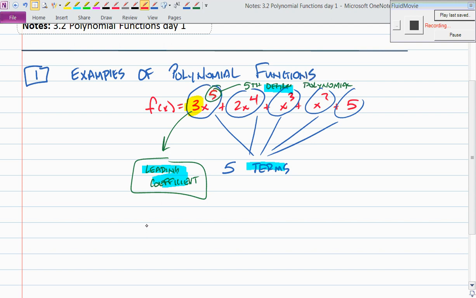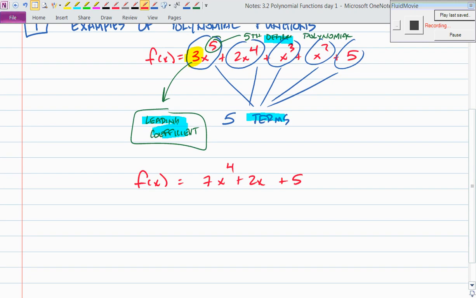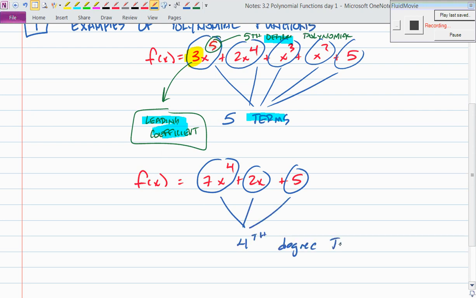All right? So let me give you another example. f of x is equal to 7x to the 4th plus 2x plus 5. What would you call this polynomial if I asked you to give me its name by degree? What would the degree of this polynomial be? Yeah, this would be a 4th degree polynomial, right? Now, how many terms does it have? 3. 1, 2, 3. Yeah, we call those trinomials, right? We talked about that before. So this is a 4th degree trinomial. Easy enough. And what's the leading coefficient of this 4th degree trinomial? 7. It's a 7. There you go. And that's my leading coefficient.